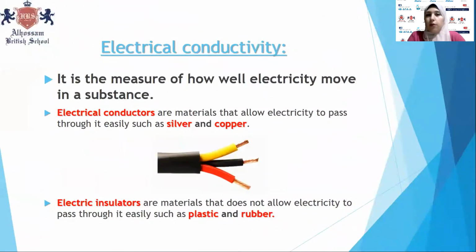Now, another physical property that we're going to talk about today is called the electrical conductivity. What's the electrical conductivity? It's just like the thermal conductivity, but here we are talking about electricity. So it's the ability, or the measure of how electricity can pass or move through a substance or an object.